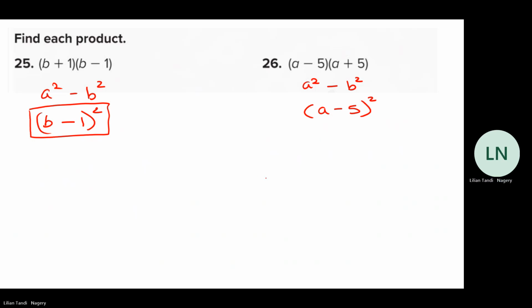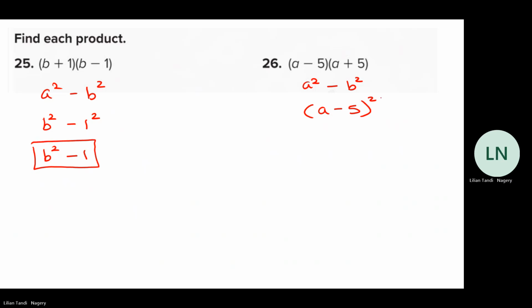Or your answer, no. Your answer will be b squared minus 1 squared, which is b squared minus 1. Same thing here. A squared minus 5 squared, which is a squared minus 25. That's the answer.